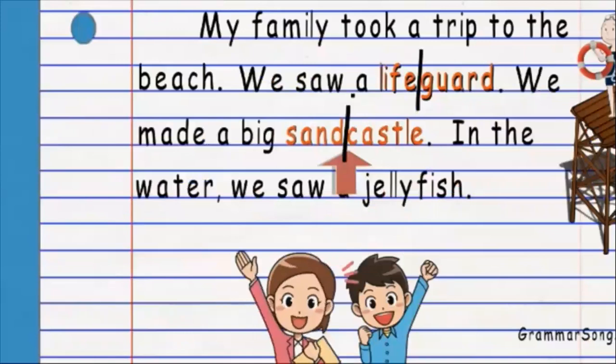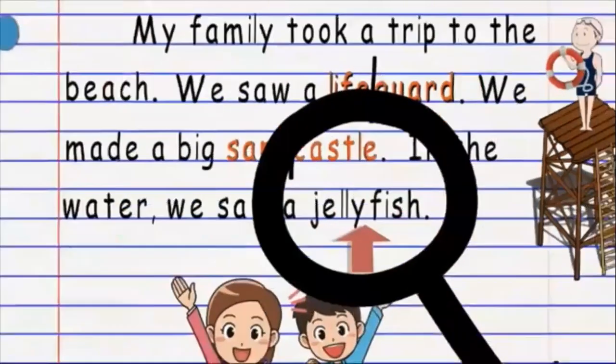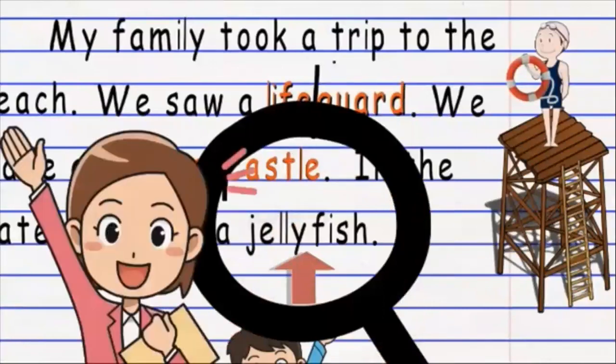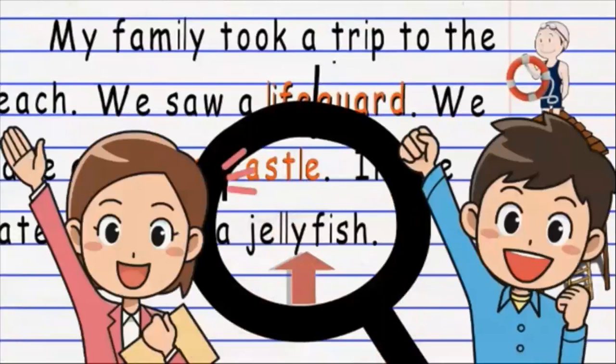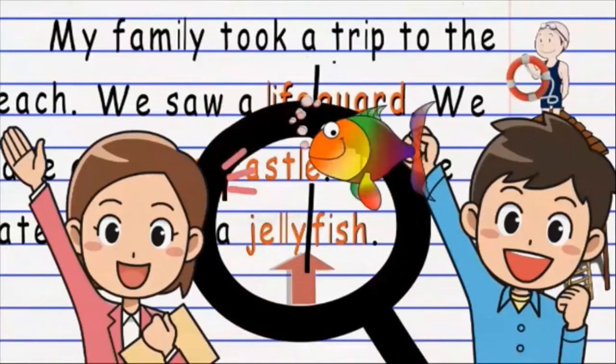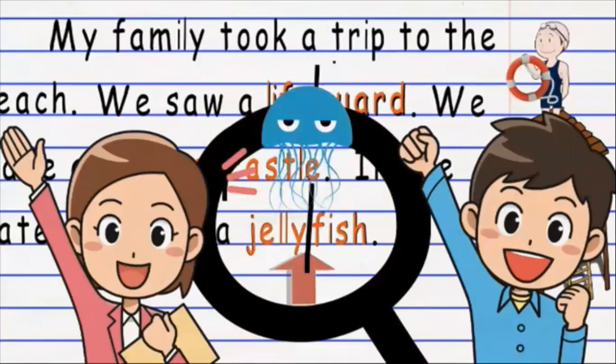My turn. Okay. In the water, we saw a... Uh-oh. Okay, don't get scared. Let's look for smaller words within the big word. Do you see any smaller words inside this big word? I see jelly. And I see fish. Excellent. Jellyfish is a compound word made from the words jelly and fish. A jellyfish is an unusual type of ocean animal people can see at the beach.